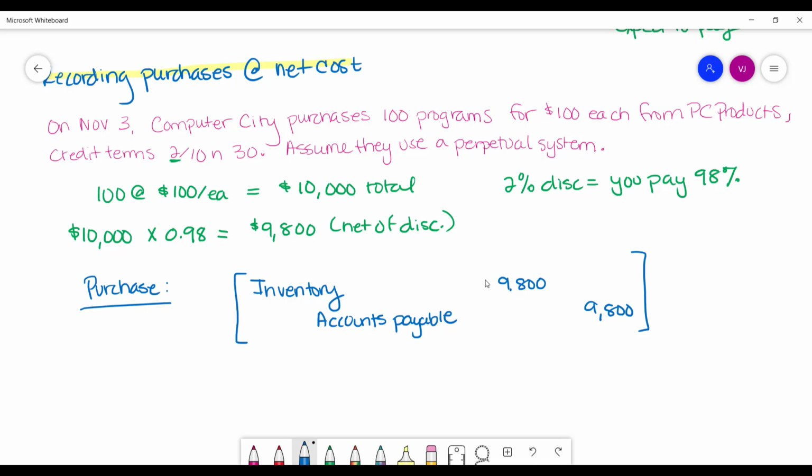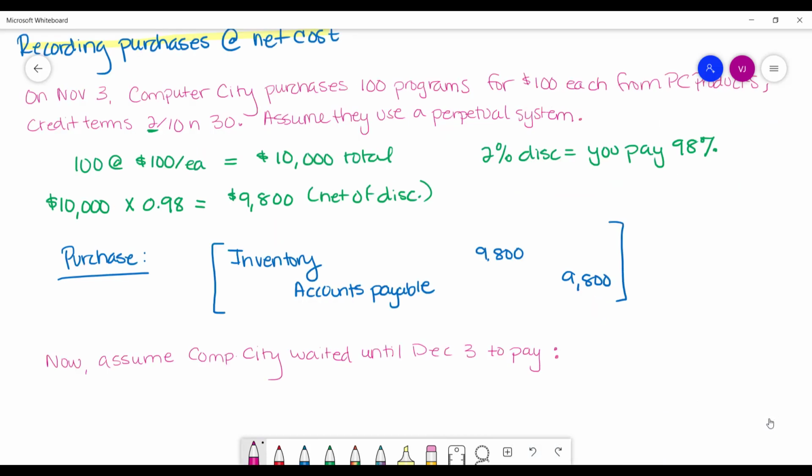So that's what it looks like when you record a purchase under the net method, assuming you're going to be able to take that discount, and especially under the use of a perpetual system. If this was a periodic system, the only difference would be I would be debiting purchases instead.